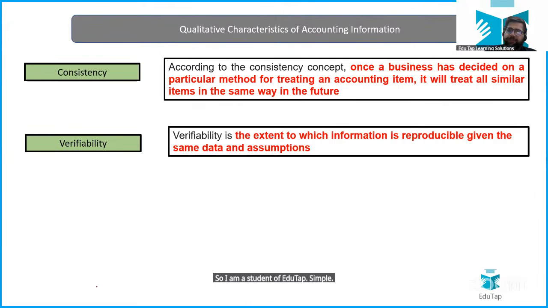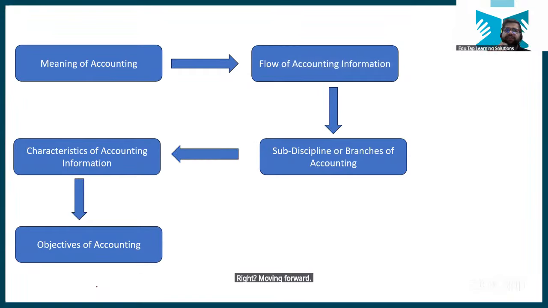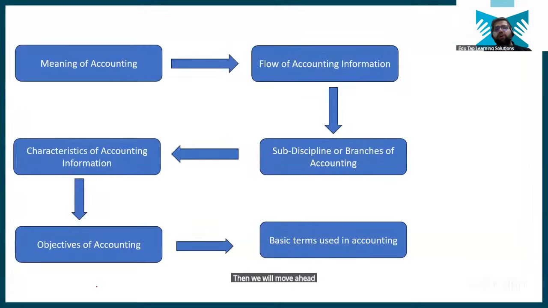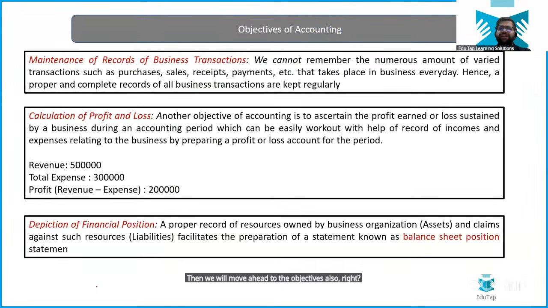Right? Moving forward. So this completes our 4 headings: meaning, flow, subdisciplines, and characteristics. But before I move to the objectives, I want you to solve certain questions. Then we will move ahead to the objectives also. Right? So don't worry, I will take this particular call.